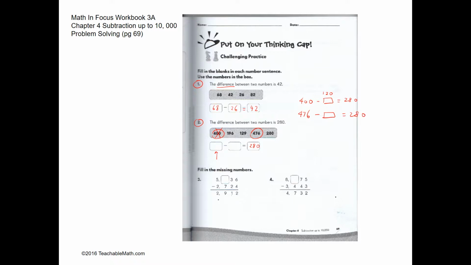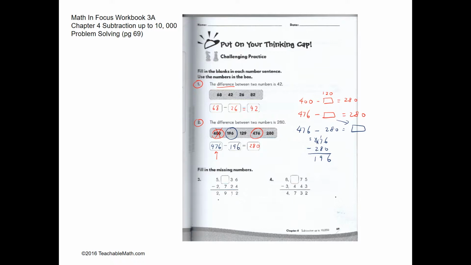So we can do the reverse. The reverse would be 476 subtract 280, and that will give you the same number. So we're going to do the math over here. So if you subtract, this would be 196. So it is this number here. So it will be 776 minus 196.